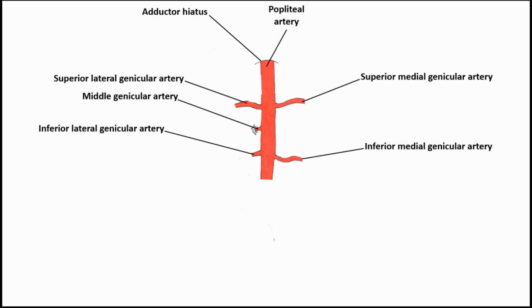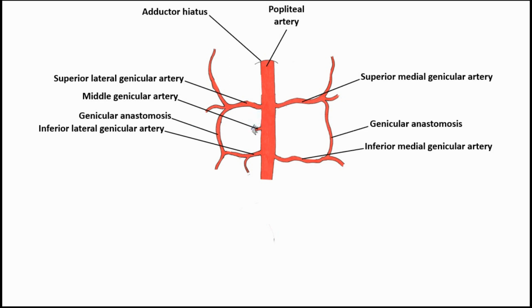Now, returning to the other genicular arteries, they're going to form a significant network of vessels on the posterior, medial, and lateral sides of the knee that are referred to as the genicular anastomosis. Basically, this gives us a collateral route that blood can follow to get past the popliteal artery if there's compression here, or the knee's bent for a period of time and that vessel might be compressed. It allows a little bit of blood to bypass the popliteal artery's main trunk.